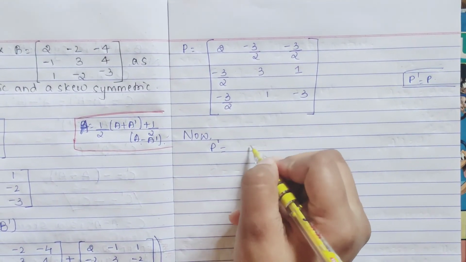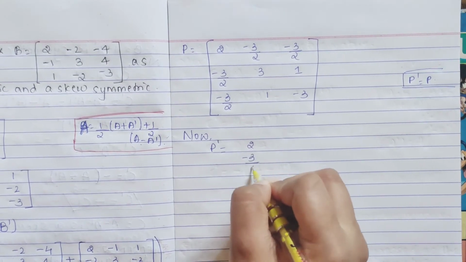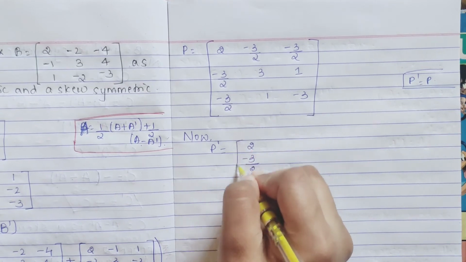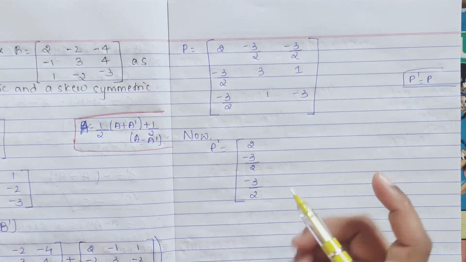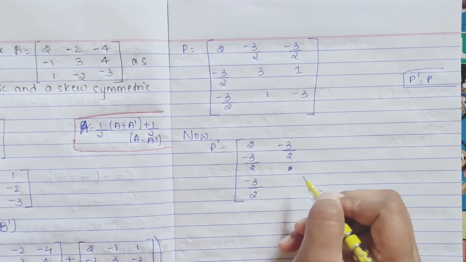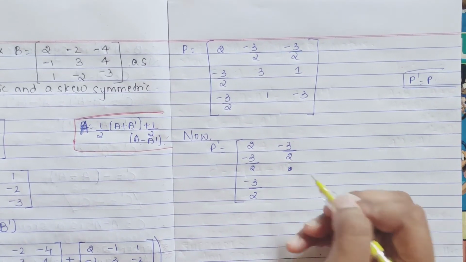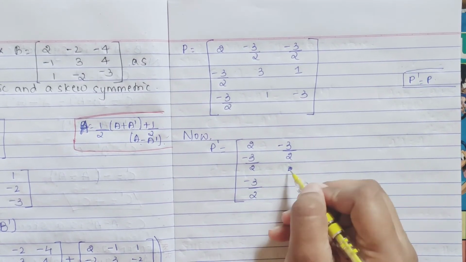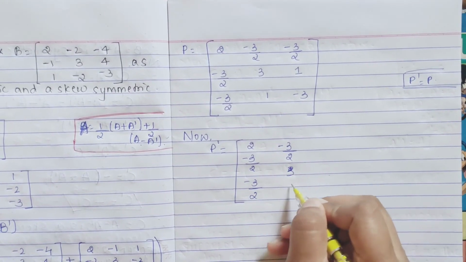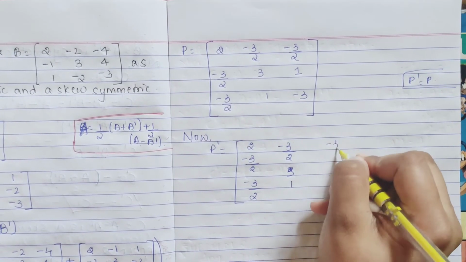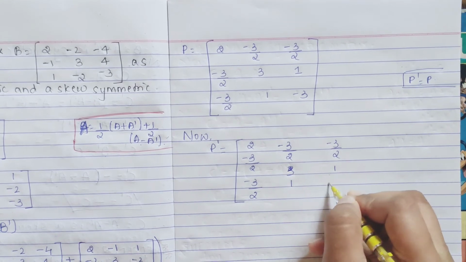2, minus 3 by 2, minus 3 by 2. Second row, second column: minus 3 by 2, 3, and here you have 1. Next you have third row, third column: minus 3 by 2, you have 1 and you have minus 3.